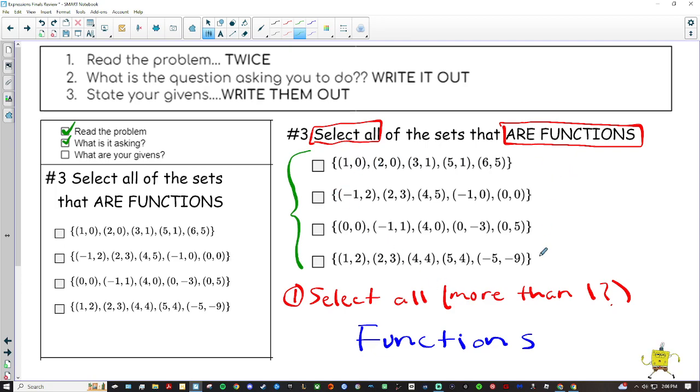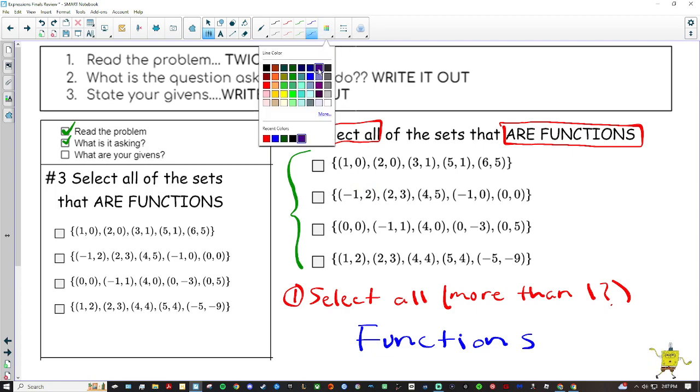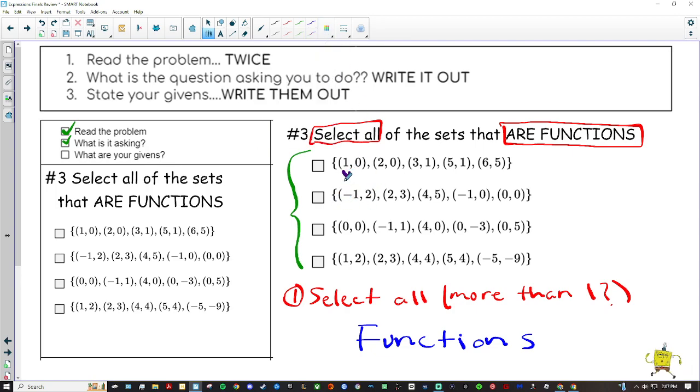So let's look at each point. Now, these are just another way of writing a table. Each one of these points has an x and a y value. So if we look, we have an x and a y for every single point. Now, we're only focused on the x values. So I'm going to highlight my x values. X value, x value, x value, x value, x value.